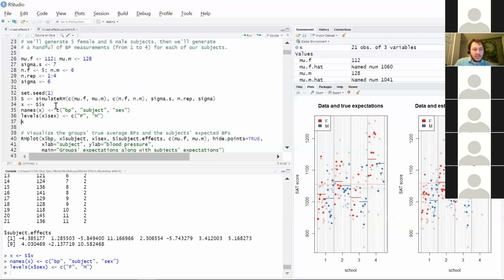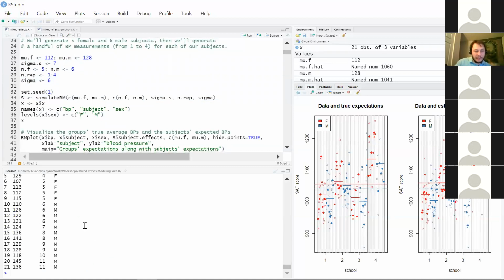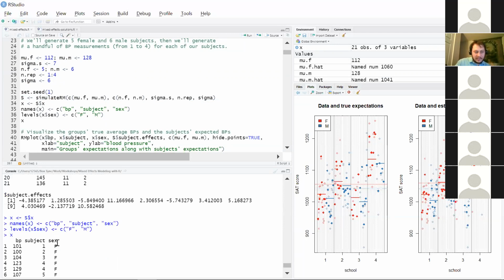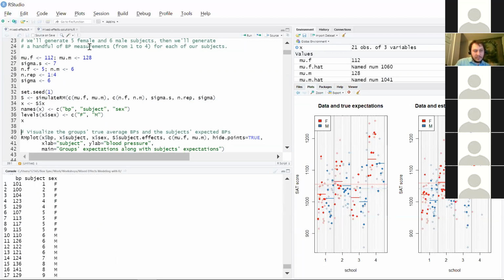So I'm going to give more descriptive names for our specific example: blood pressure, subject, number, and sex. All right, so here's our data set. We're measuring blood pressures of some females, some males, and some people had more than one measurement. This person, subject 5, had 4 measurements.